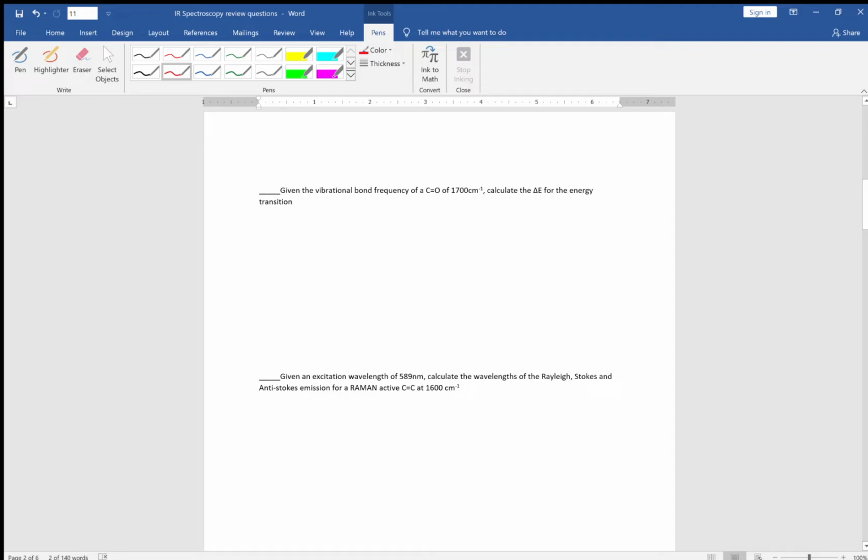Given a bond frequency of 1,700 reciprocal centimeters, calculate delta E. We remember that delta E is always equal to h nu, where h is Planck's constant, 6.6 times 10 to the minus 34th joule seconds, which means frequency has to be in hertz or per second.